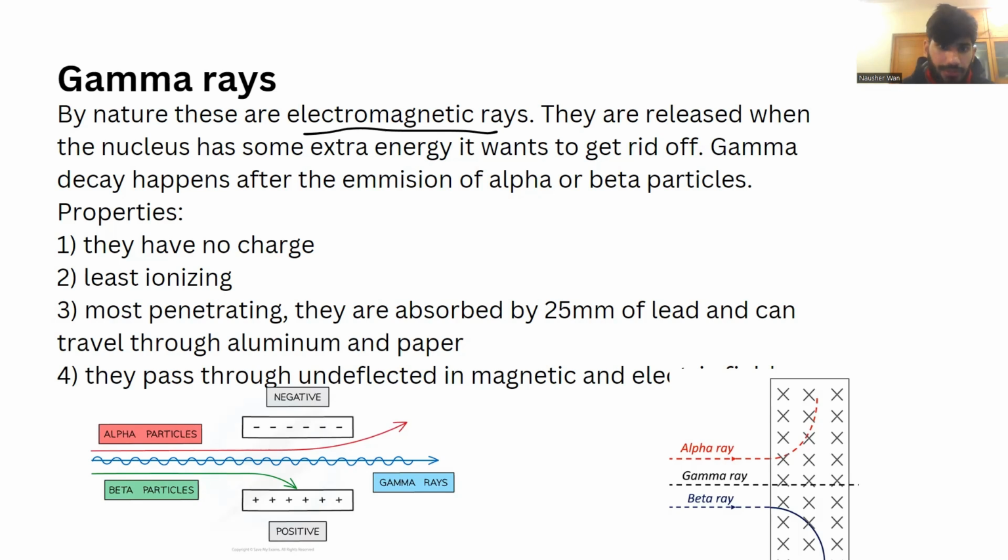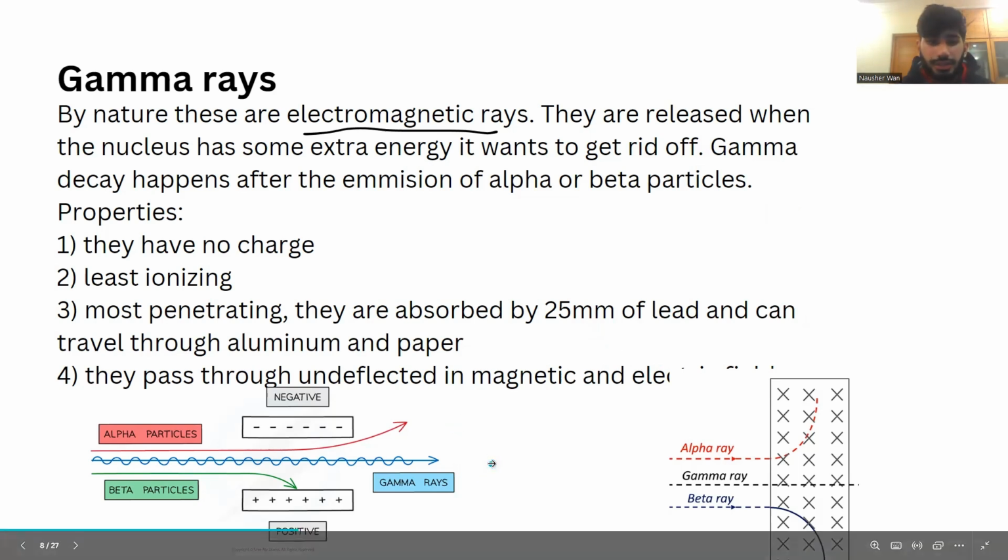Thirdly, they are very, very penetrating. So if you compare the penetration of the other two particles to gamma rays, you'll see that gamma rays are extremely, extremely penetrating. They can very easily travel through air, something that alpha and beta particles both struggle with. They can easily travel through aluminum sheets, which beta particles were simply absorbed by a 5 millimeter aluminum sheet. Gamma rays can easily pass through that. And they are absorbed by 25 millimeter of lead. So if you have a 25 millimeter lead sheet, only then can you block gamma rays. This clearly is a much larger thickness than any of the other two rays that we've seen so far.